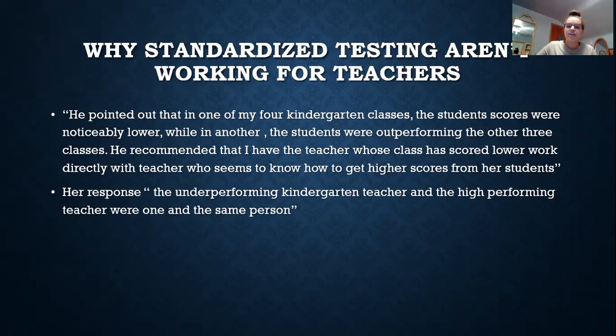He pointed out that in one of my 4 kindergarten classes, the student scores were noticeably lower, while in another, the students were outperforming the other 3 classes. He recommended that I have the teachers whose class had scored low work directly with teachers who seemed to know how to get high scores from the students. And this was the principal's response to what he had to say. The underperforming kindergarten teacher and the high-performing teacher were one and the same person.